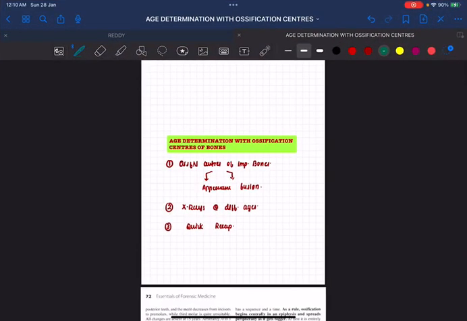Hello everyone. In this video, I would like to discuss age determination with ossification centers of bones. They may give a history which mentions the ossification centers of various bones in the X-rays, and they will ask you to find the approximate age. The same thing is asked as an exercise in your forensic medicine practical exams.